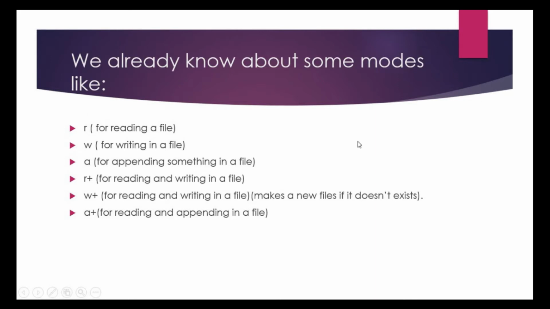So these are some modes, which are R for reading a file, W for writing in a file, A for appending something in a file, R plus for reading and writing in a file, W plus for reading and writing in a file, and it also makes a file if the file doesn't exist. A plus is also the same as W plus, but it is used for reading and appending in a file, and it makes a new file if the file doesn't exist.